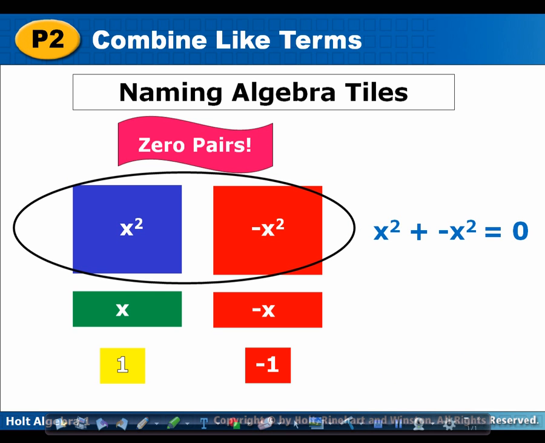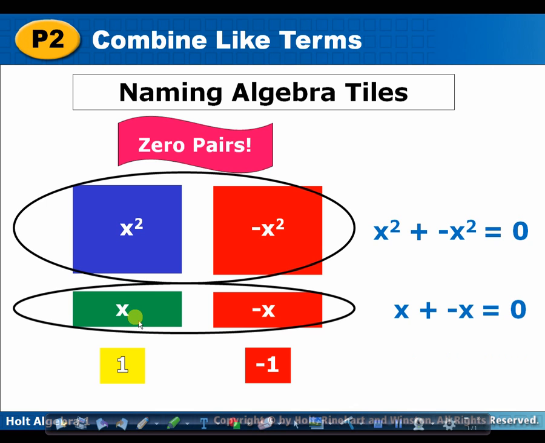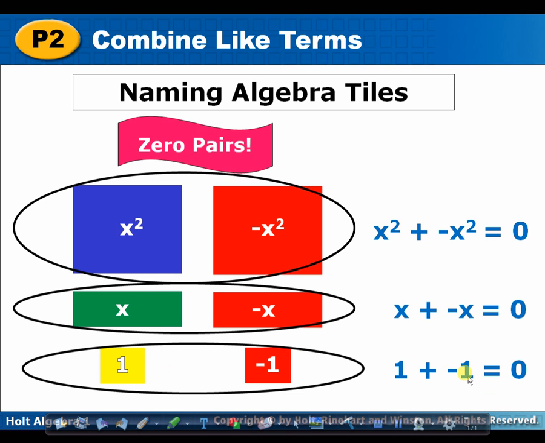Something you need to know about combining like terms that makes things a whole lot easier is this concept of zero pairs. When you have a positive x squared and a negative x squared, they're going to cancel each other out and they equal 0. Now you have your positive x and your negative x. Again, there's an understood 1 in front of this x, so you have 1 minus 1 equals 0. And then you have your 1 plus a negative 1 equals 0. That's what we call zero pairs.